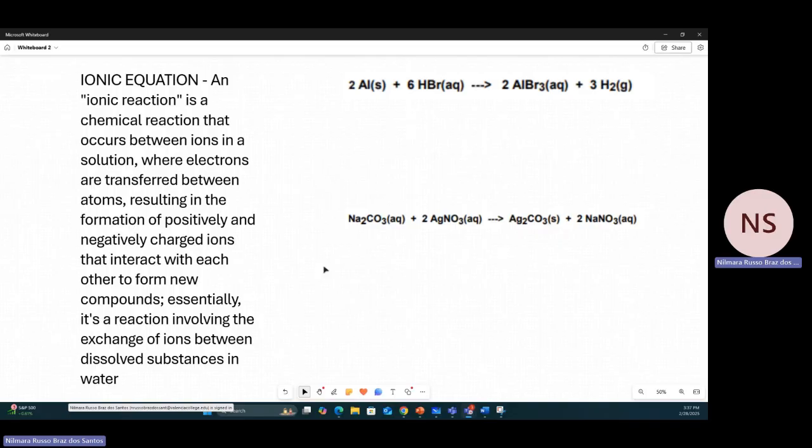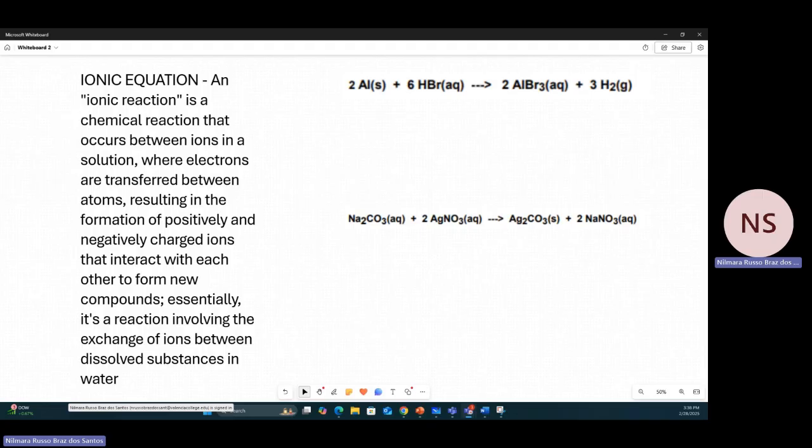So an ionic equation, or ionic reaction, is a chemical reaction that occurs between ions in solution, as the name says. That's an ionic reaction, right? So electrons will be transferred between atoms, resulting in the formation of a new product, because we're going to have positive and negative charged ions that will interact with each other, forming a new product. And we need to show that. So we normally have molecular equations like this.